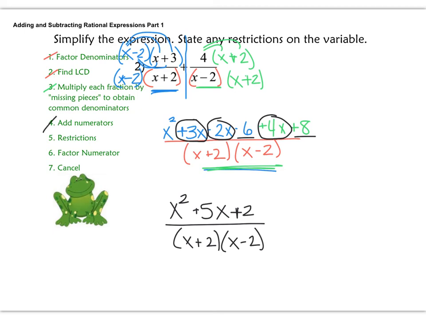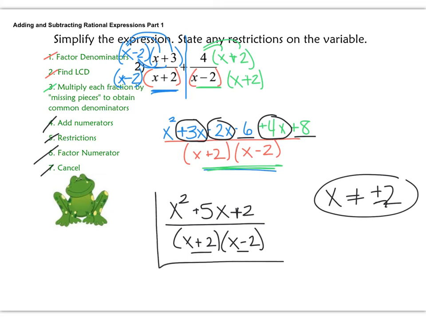Okay, that step's done. Restrictions, x cannot equal, we get plus and minus 2. Oh, that was terrible. Plus or minus 2. Done. Factor the numerator. That's not going to factor. So then does anything cancel? And the answer is no. So we are done.